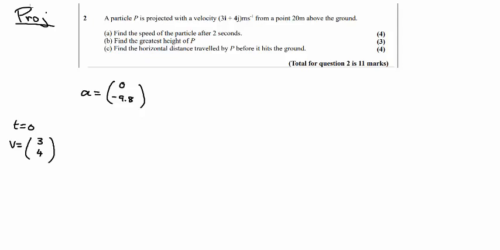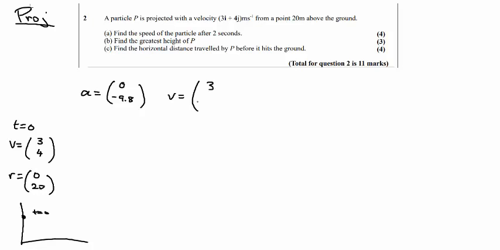We want to know the TVR at 0, and so we just build the ARV, and then we use our logic. At a point 20 meters above the ground, that means it's 0, 20. We could also have drawn a little diagram, with T equals 0, and done the exact same thing. You can either do it like that, or you can do a diagram. It doesn't really matter. Let's build our ARV.